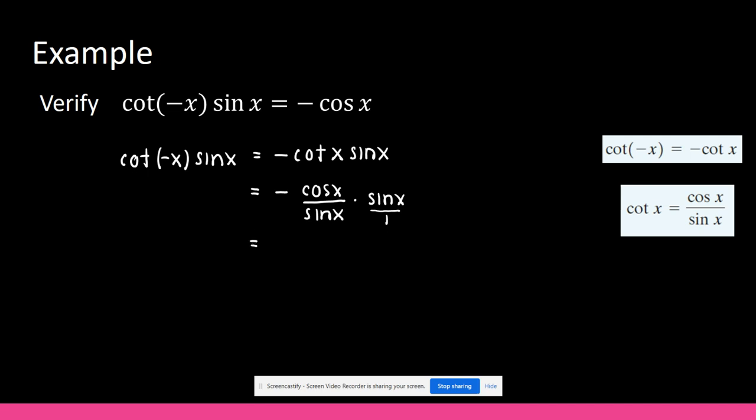Just like our last example, we multiply fractions straight across. So negative cosine of x times the sine of x is on the top. 1 times the sine of x is just the sine of x on the bottom. There's nothing that I can do to factor because everything is essentially a monomial. So now I can reduce because there is a sine of x in both the top and the bottom. Notice that by reducing that down, it gives me a negative cosine of x, and that's exactly what the right side was asking me to turn it into. So we're done.